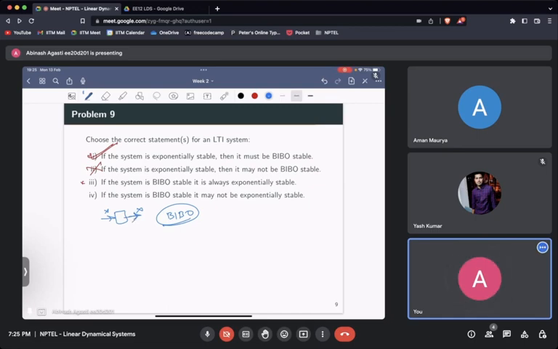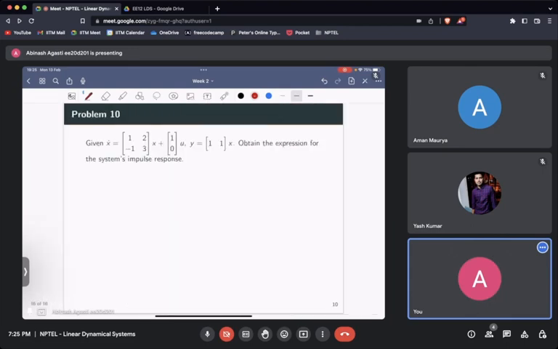But is it exponentially stable? No. Because let's say I give a sine input, then the output is also sine. It won't go to zero exponentially, right? So clearly, if the system is BIBO stable, it need not be exponentially stable, right? Then we move on to the final question of the day.